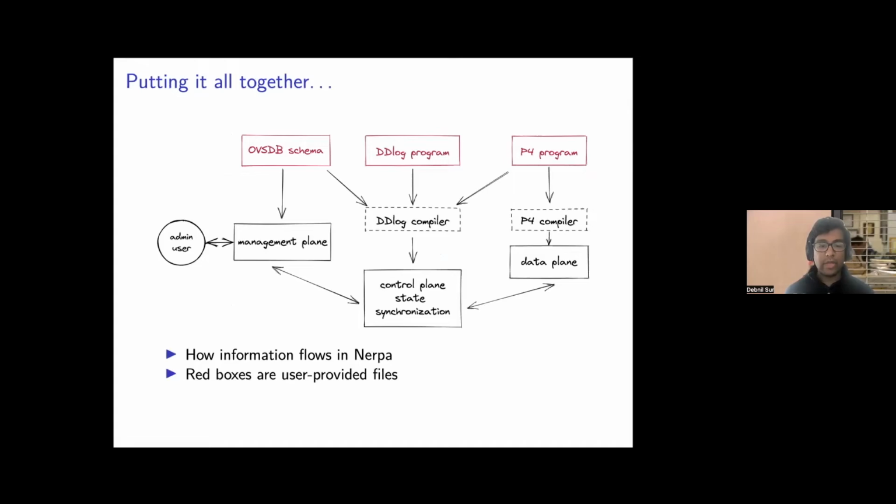So that was a lot of individual information. Let's see how these pieces fit together. At a high level, this is how information flows in NERPA. At the top, you'll see 3 highlighted boxes. These represent the files that the NERPA programmer must supply: the OVSDB schema, the ddlog program, and the P4 program.